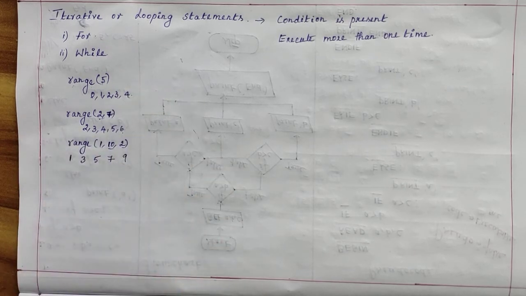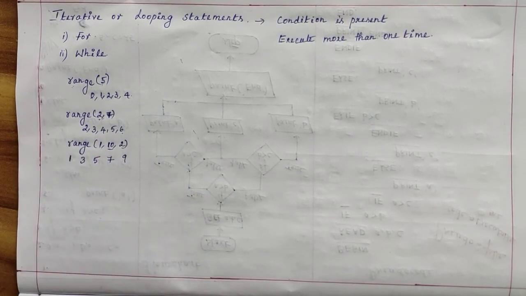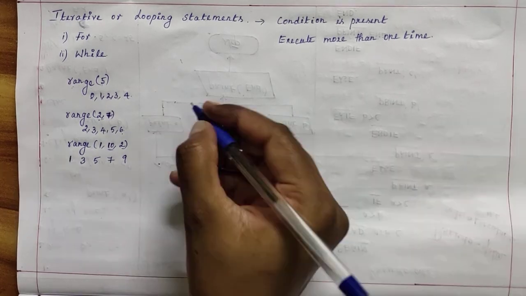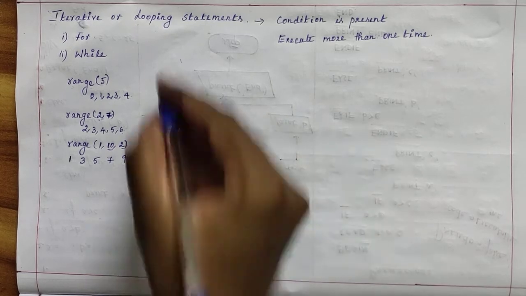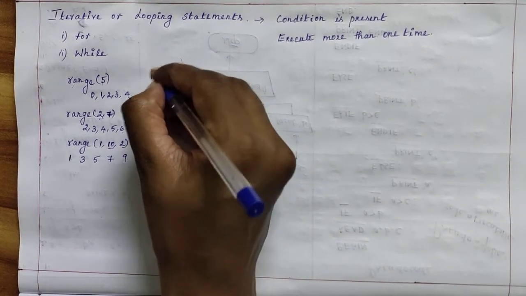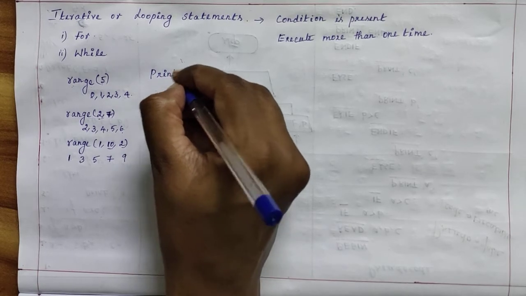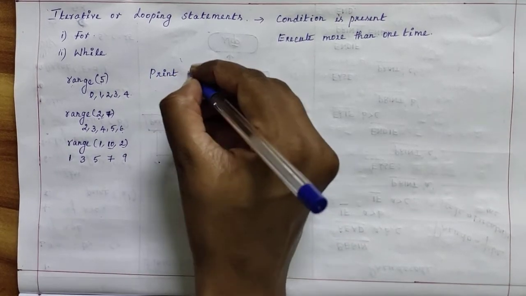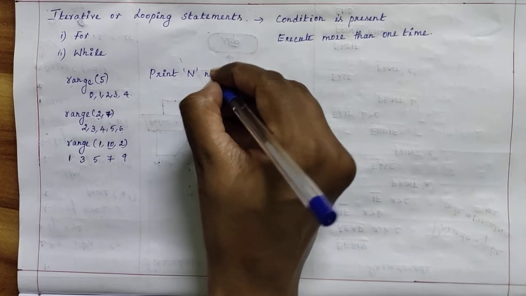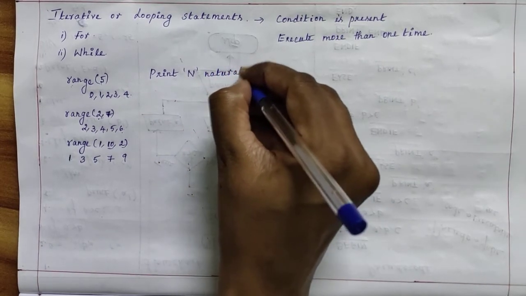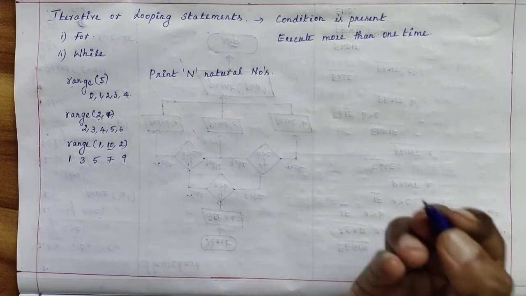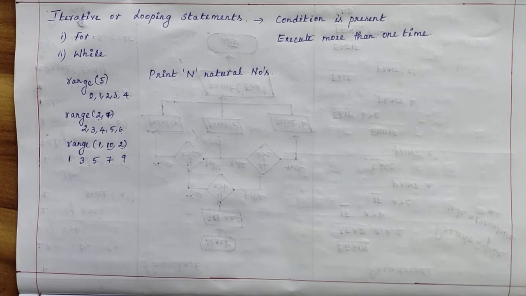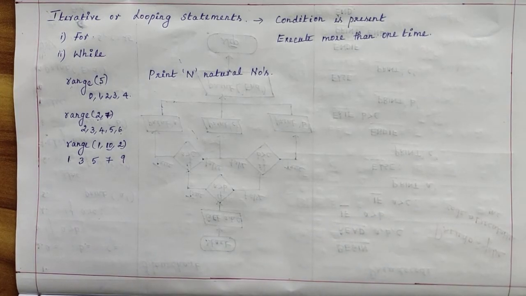So this is about the range, and now we are going to see about the for loop. In previous videos also we had seen one example, that is print n natural numbers. Here also we will take that same problem. What are natural numbers? Natural numbers start from 1: 1, 2, 3, up to any number.